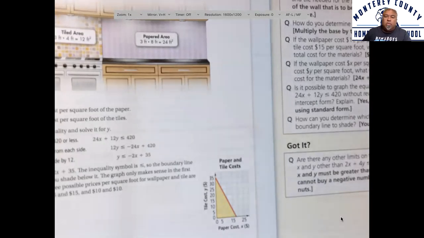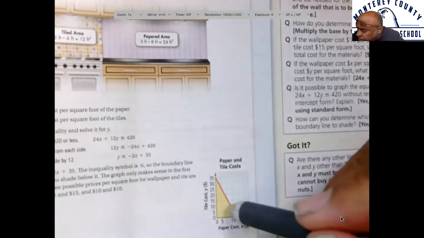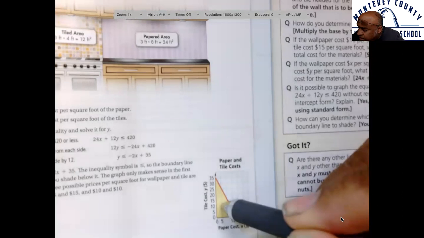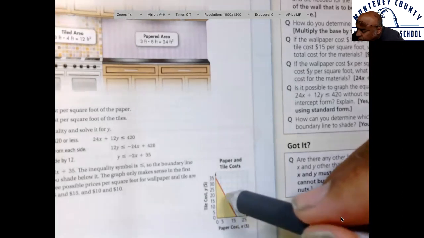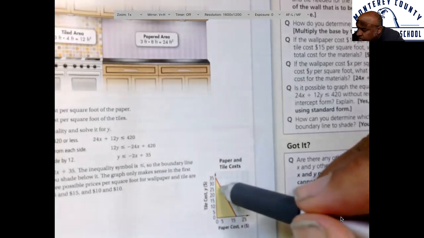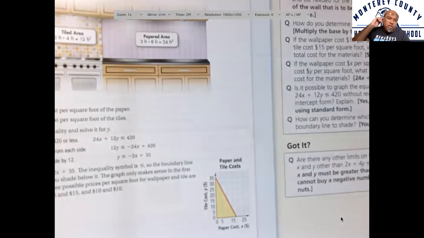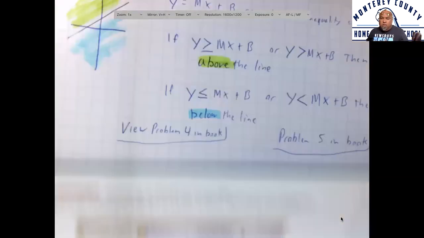Anywhere that you would put an ordered pair in the yellow could represent the cost of both items. Like on this corner here, I would have $5 for paper and $10 for tile. So that would obviously be less than. As it gets close to the border, that's where you end up with it costing exactly $420. So if I had $5 per paper and $25 per tile, then that amount here would end up costing the full amount. Okay.